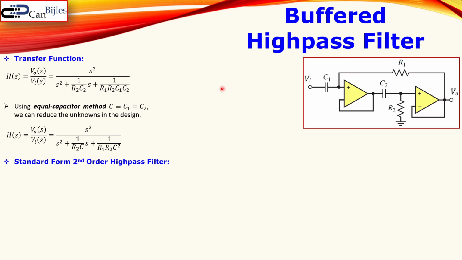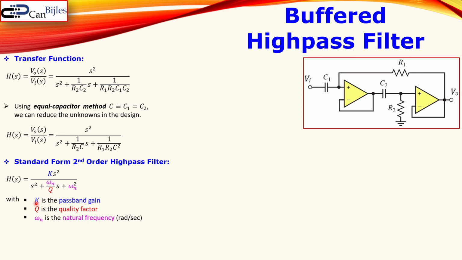The second order high-pass filter standard form transfer function is given by this expression. You see here the K, the omega n and the Q. You have seen this also in the other videos. Let's briefly again discuss what they are. The K is our passband gain. For a high-pass filter, that means actually the gain at high frequencies. The Q is the quality factor, which determines the shape and the sharpness of your filter. And the omega n is our natural frequency in radians per second, which is related to the resonant frequency. We will see the details shortly.